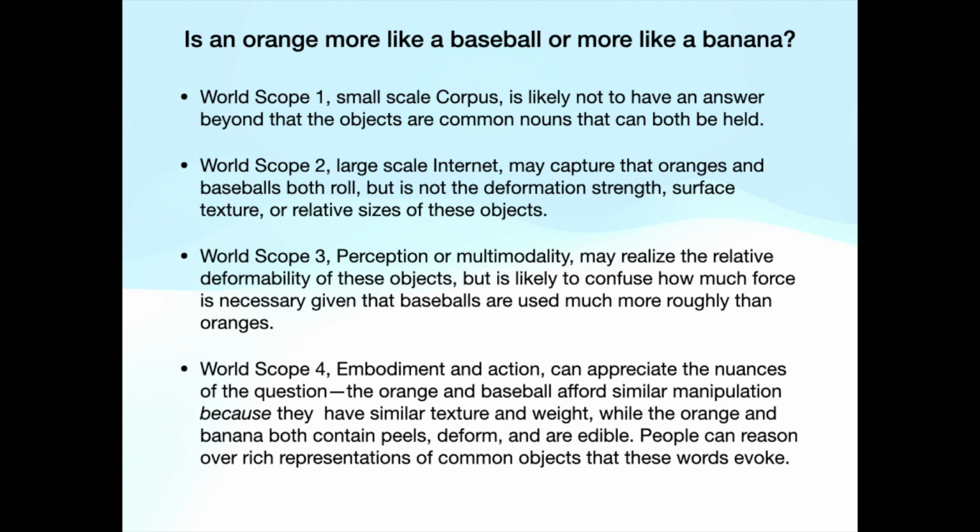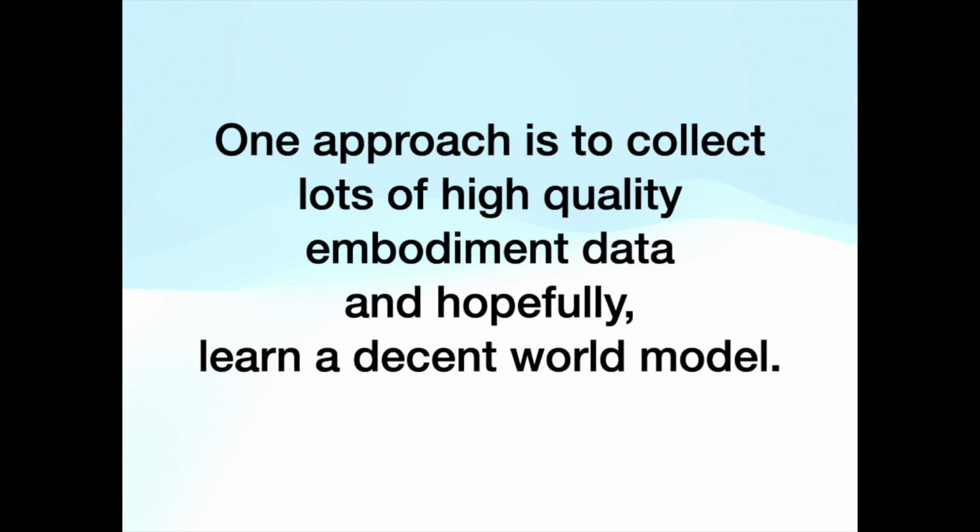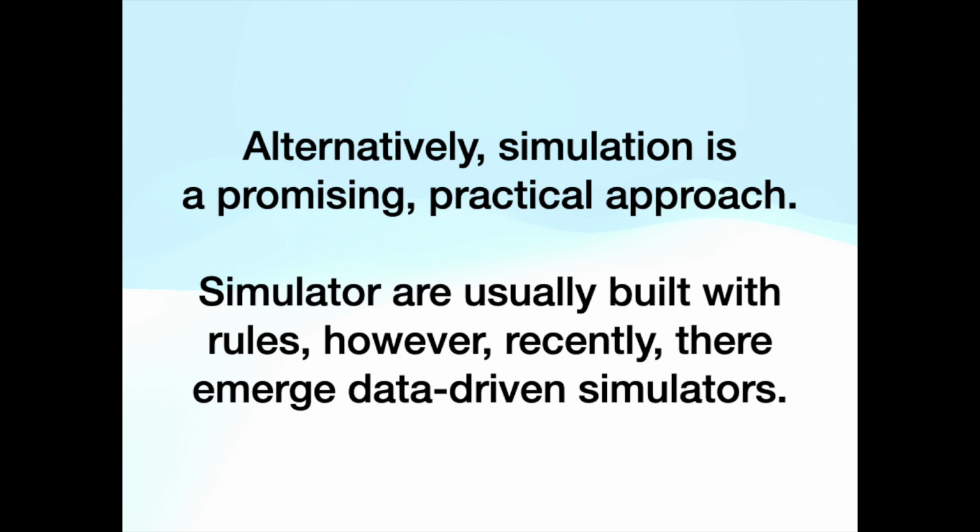World Scope 4, embodiment and action, can appreciate the nuances of the question. The orange and baseball afford similar manipulation because they have similar texture and weight, while the orange and banana both contain peels, deform, and are edible. People can reason over rich representations of common objects that these words evoke. One approach is to collect lots of high-quality embodiment data and hopefully learn a decent world model. Alternatively, simulation is a promising, practical approach.